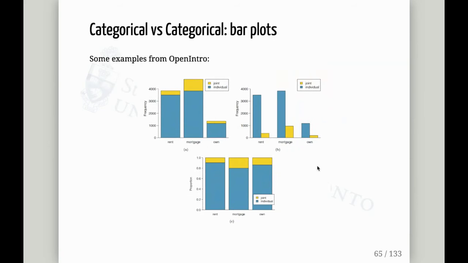Some examples from OpenIntro are here. For bar plots, you can also just put them right beside each other. This is proportions, so all of these add up to 1. Frequencies don't always have to add up to the same amount. You can read more about this in the OpenIntro textbook.